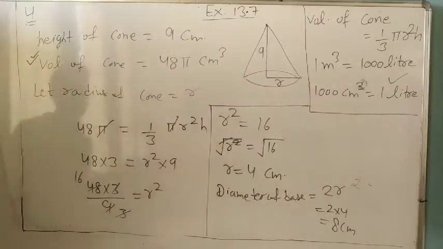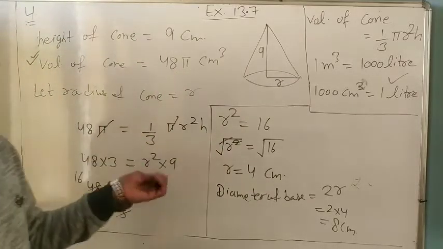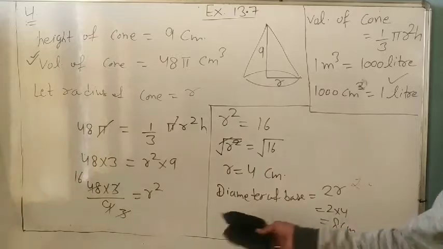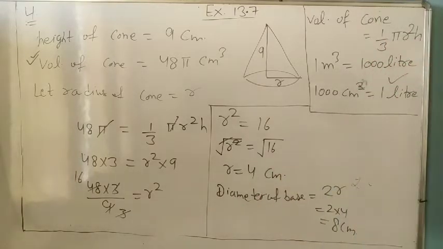Same as in question number 3. Volume is given, and you have to find the radius. But here we have to find the diameter. Okay, so do this one.